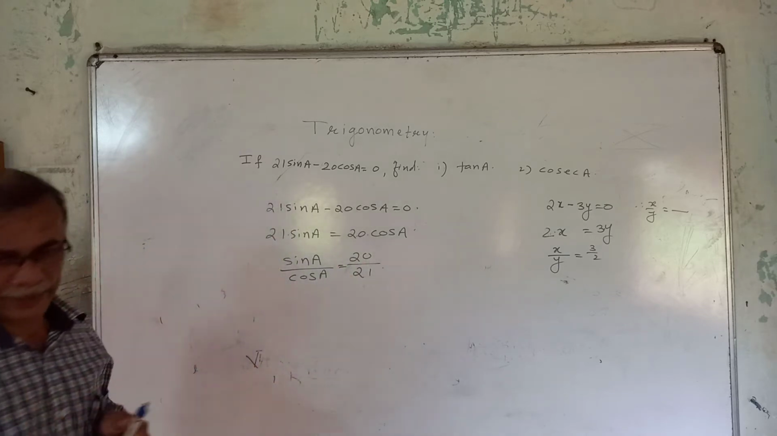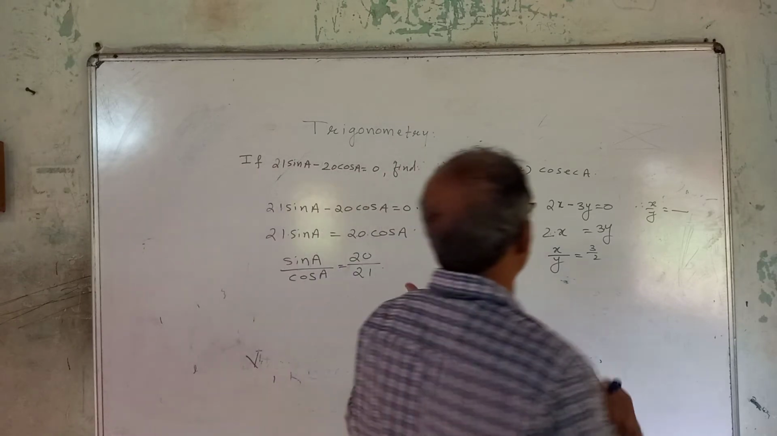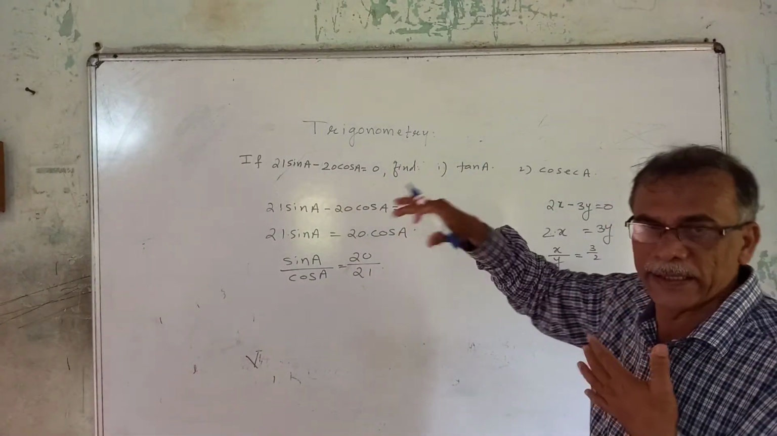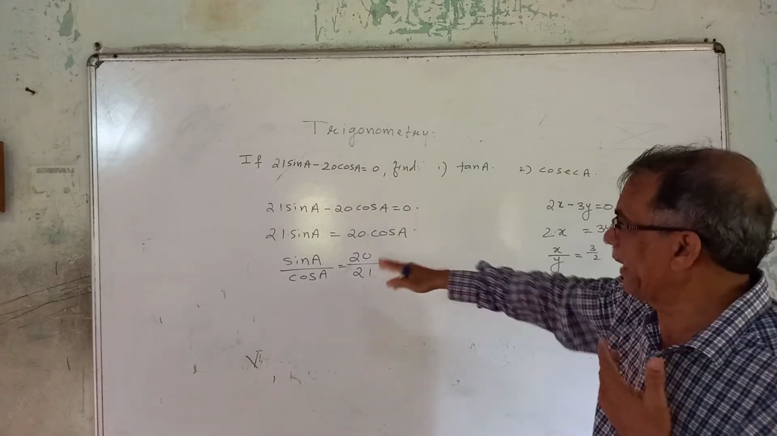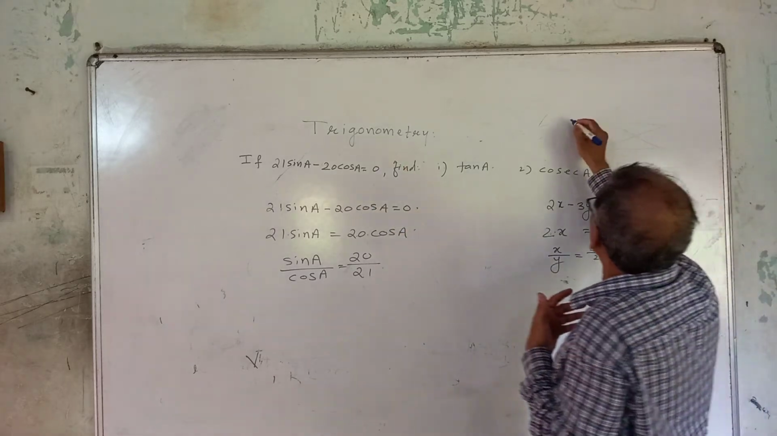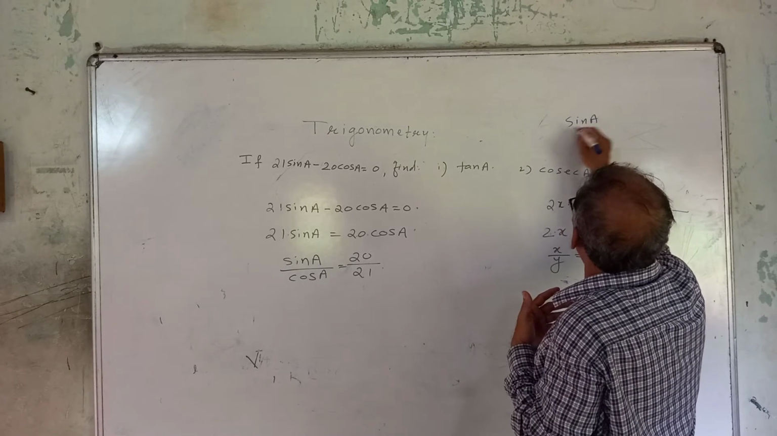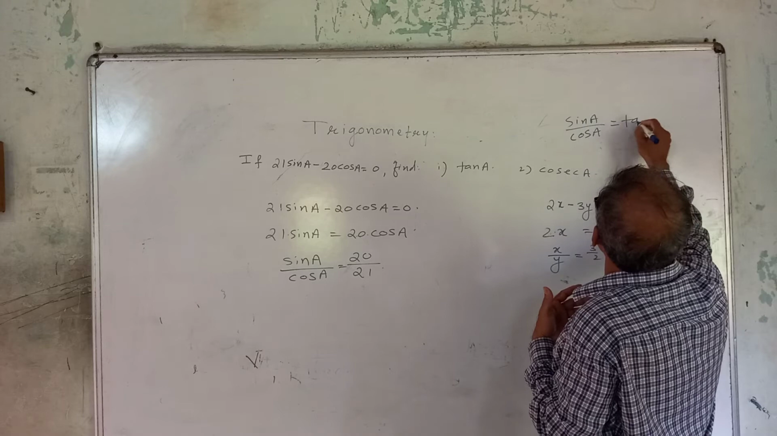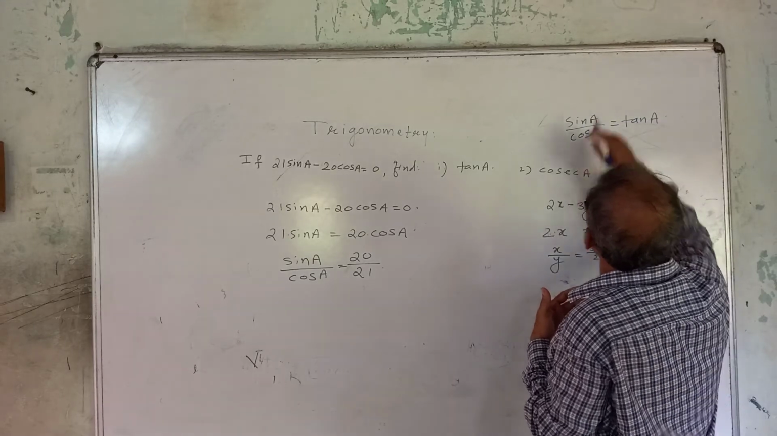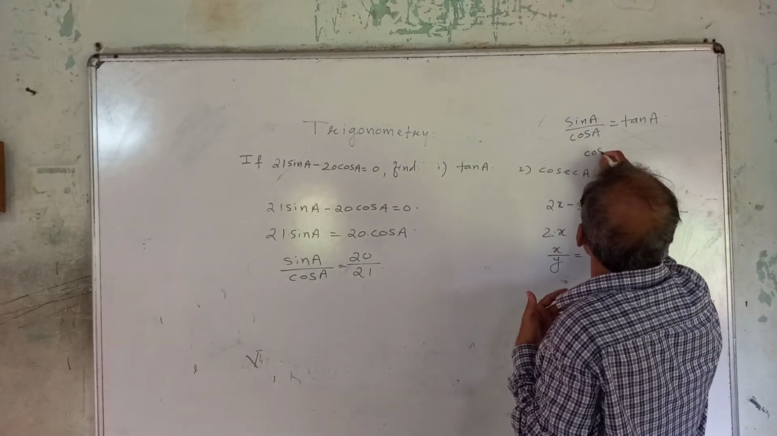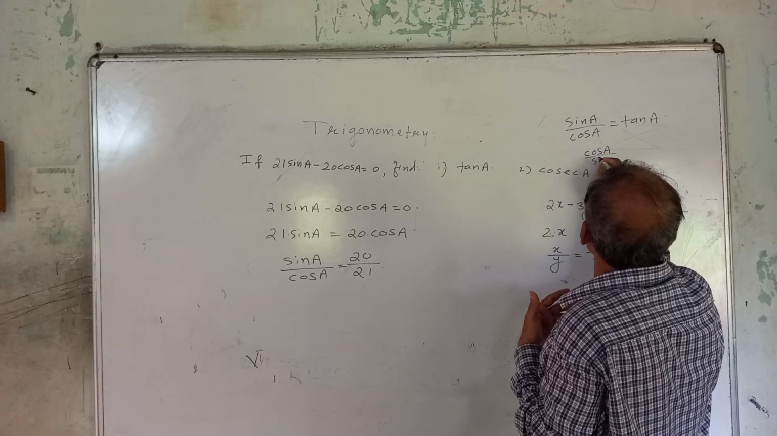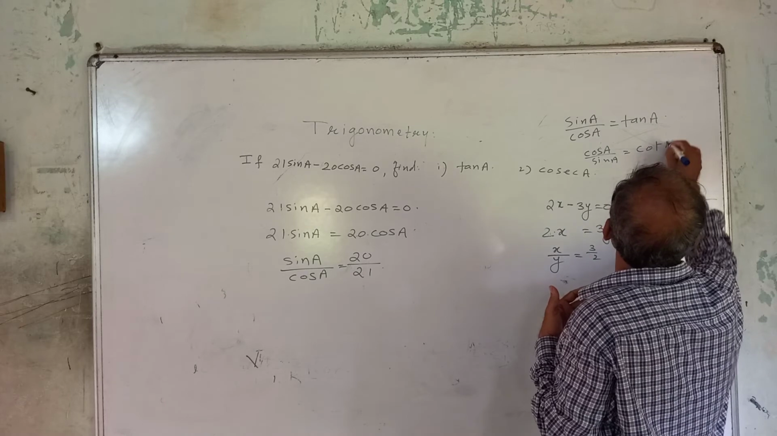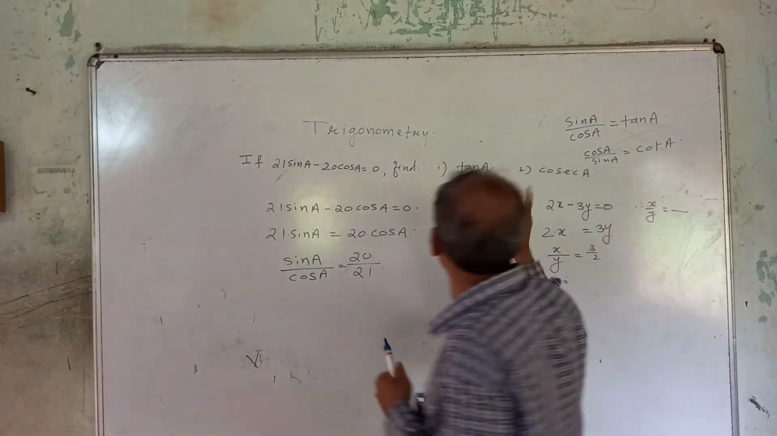Now after this we shall study, we have not studied yet, the relation between sin A and cos A; afterward we have to study. But I shall inform you here that sin A upon cos A ratio is always equal to tan A ratio. And if it is cos A upon sin A, it is always the inverse of tan A, which is cot. So we shall prove that afterwards.